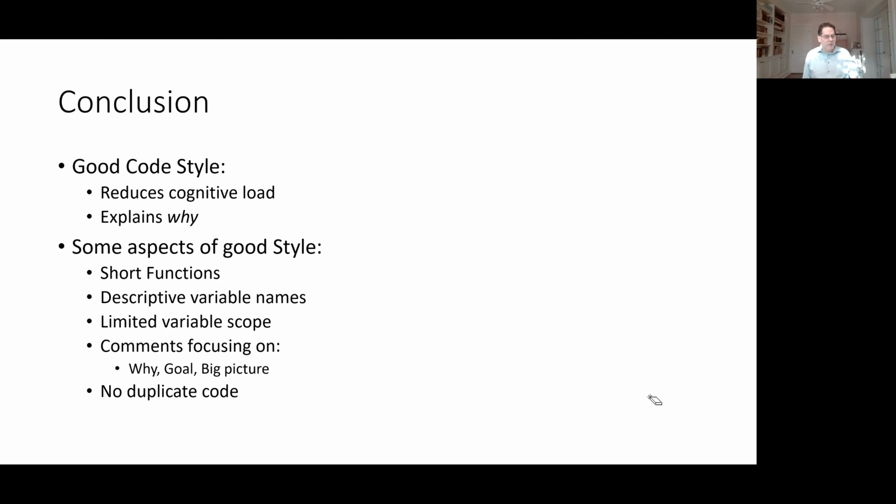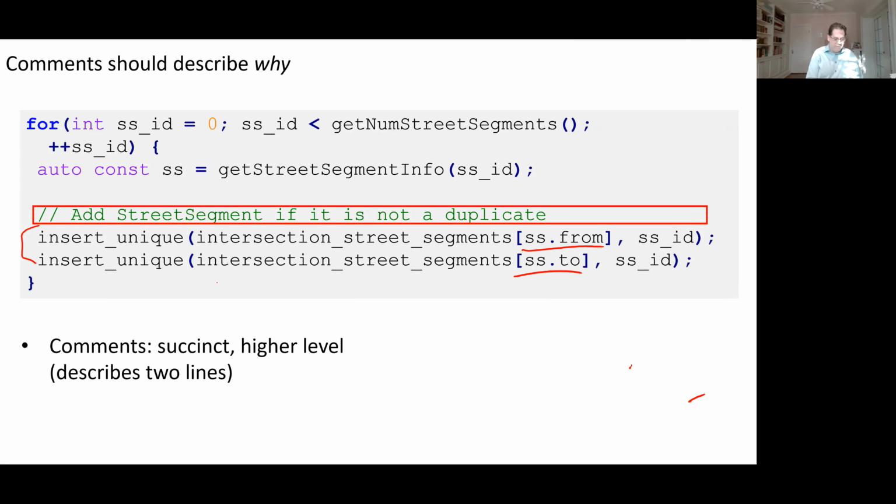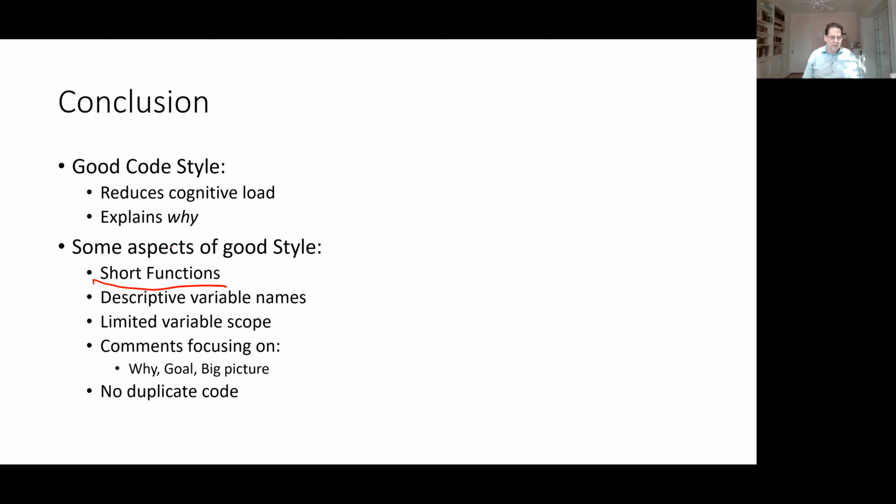So good code style reduces your cognitive load. You're trying to minimize how many things people have to remember at once, and it explains why you're doing things. So key principles: keep your functions short, and hopefully that exercise I just showed you, where extracting even 2 or 3 lines of code as a function made it a lot easier to understand what's going on. Use descriptive variable names. Limit your variable scope, so don't use a lot of global variables. You have to use some of them for this project, but try to limit how many you use. And for your local variables, declare them right before you use them when that's possible.